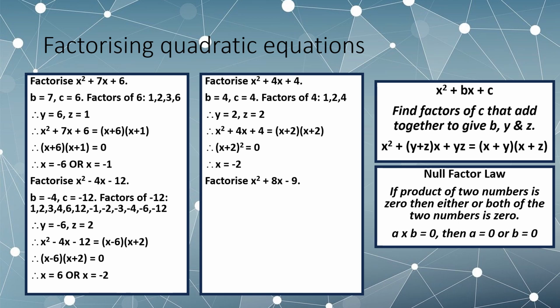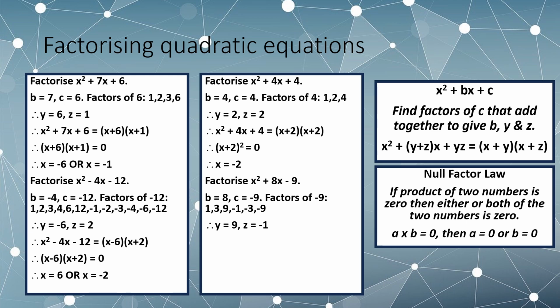Our final example for these straightforward factorizations is x squared plus 8x subtract 9. So our b value is 8 and our c value is negative 9. Our factors of negative 9 are 1, 3, 9, and their negative pairs, negative 1, negative 3, negative 9. To get 8 by itself, we'd be looking for a 1 and a 9, and because it's positive, we'll have y equal just 9, positive 9, and z equals negative 1.